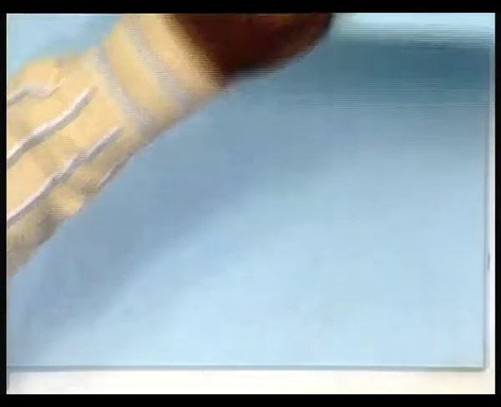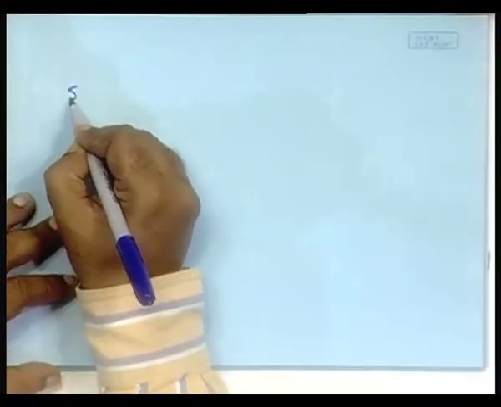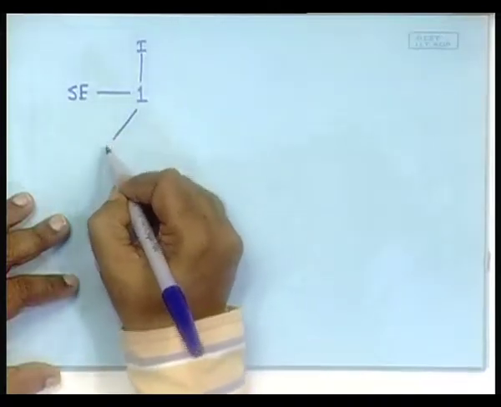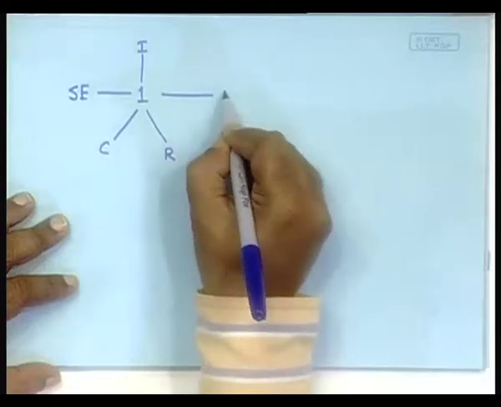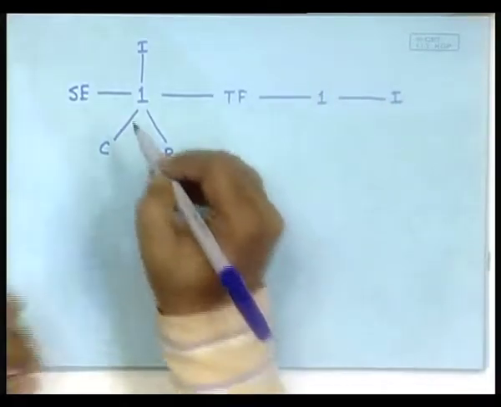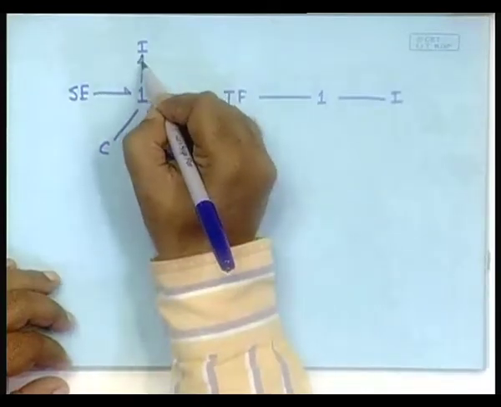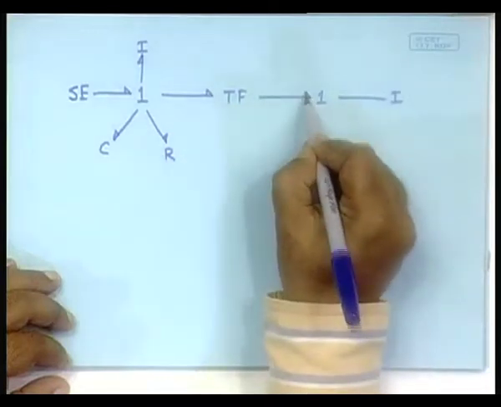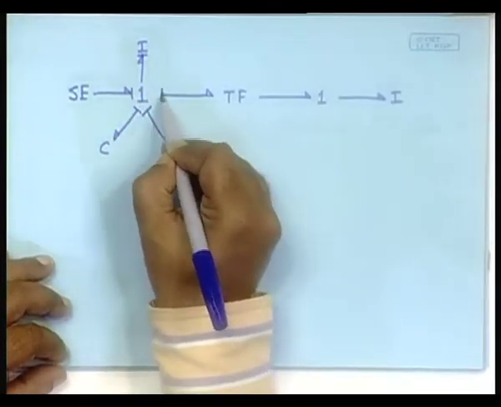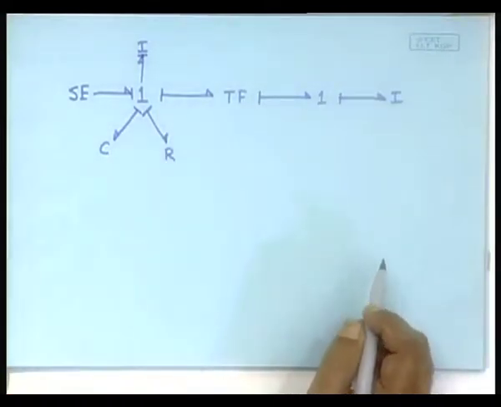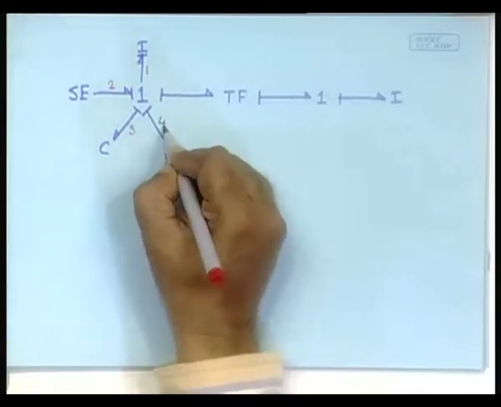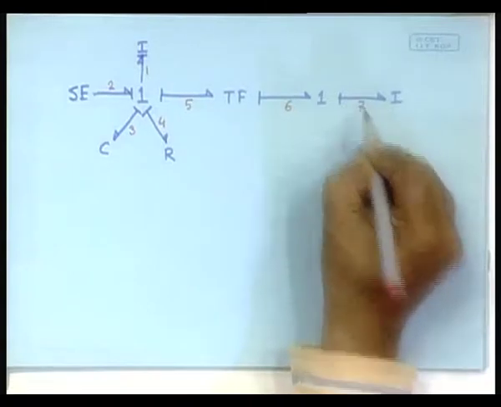Let me just copy this bond graph here, and then we will set off. SE to a 1 junction, to an I, to C, to R, then transformer, to a 1 junction, to I. So, the power directions will be like this. The causalities will be like this, that you have already seen. Now, let us give numbers 1, 2, 3, 4, 5, 6 and 7.